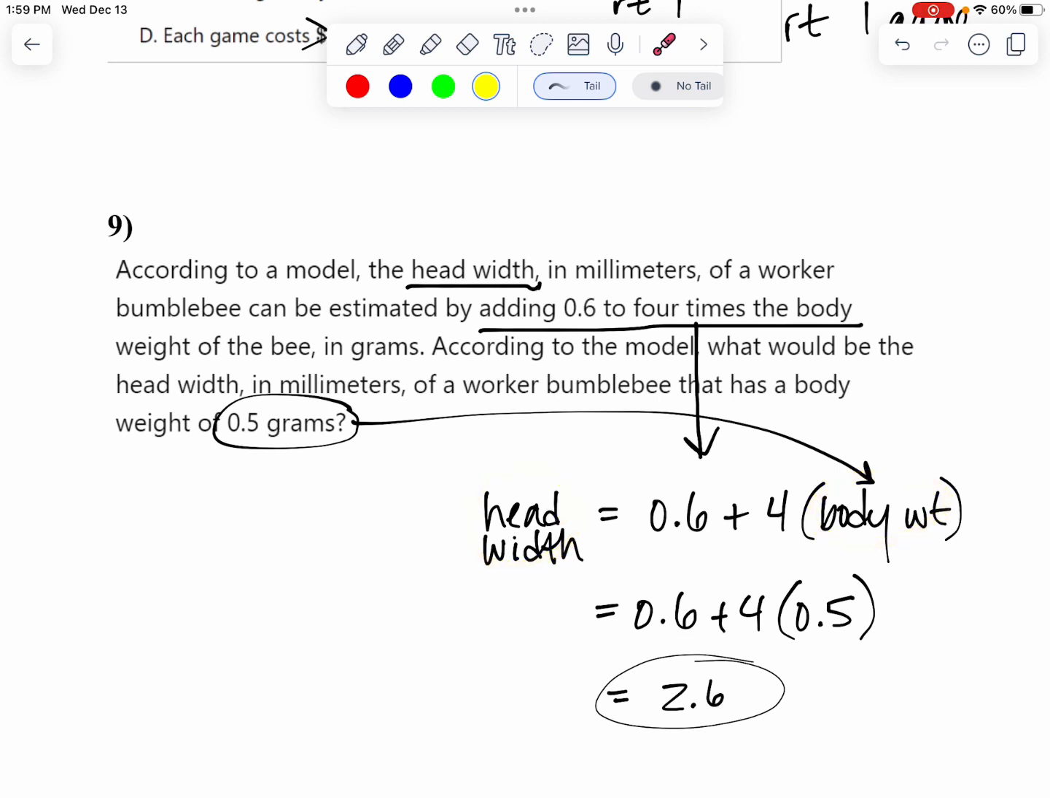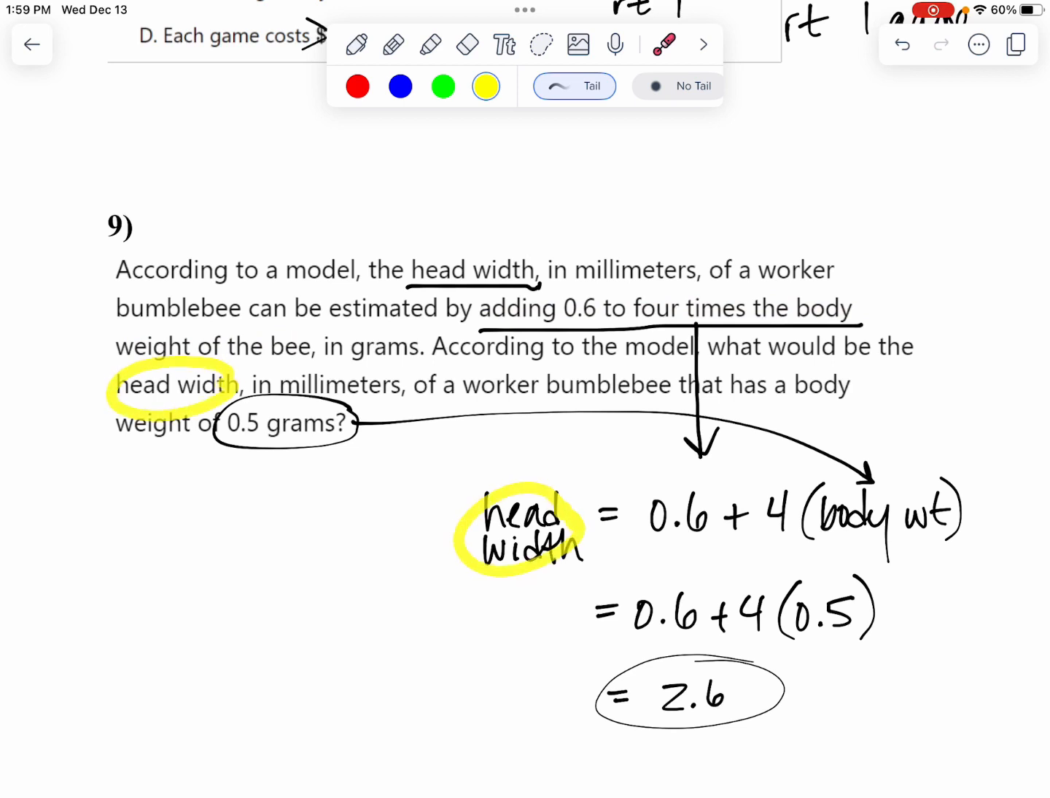But it says that you can take the head width, and it can be estimated by, so I'm putting an equal sign, adding 0.6, that means positive 0.6, plus 4 times the body weight. So 4 times the body weight. Do you see how, one step at a time, you can write the equation of whatever is being told to you in words? According to the model, what would be the head width?